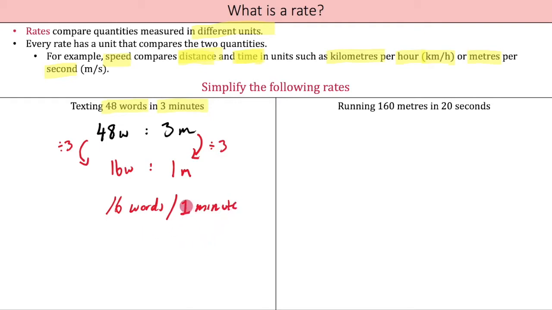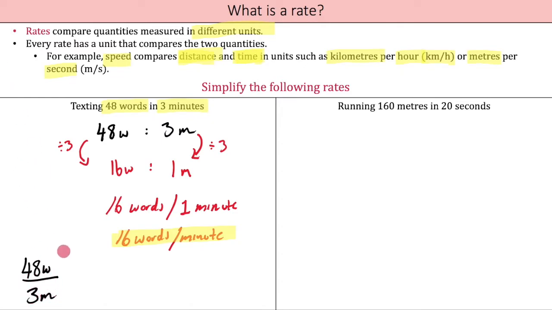Now, we actually don't have to put that 1 there. What we just do is we say this is 16 words per minute. And that would be our final answer there. 16 words a minute. We don't have to put the 1 there. They're the same thing, but we just don't do it. 16 words a minute. Now, you might also like to think about this in terms of our fraction notation, in which we have 48 words over 3 minutes.